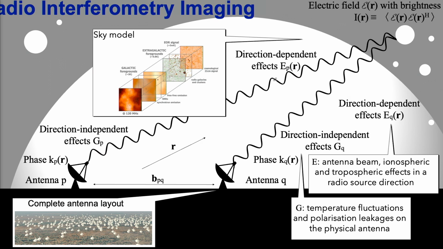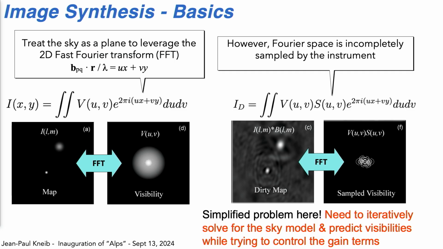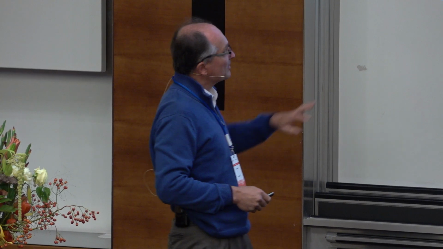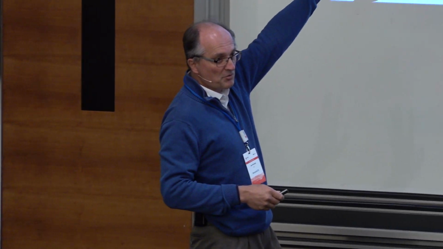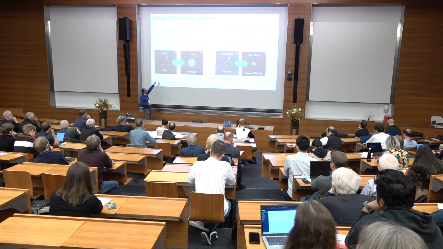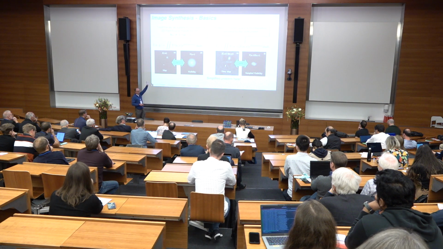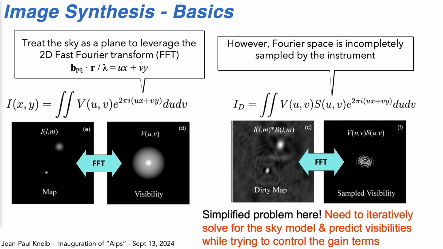And of course, it's not like in this simple picture. You don't have just 2 telescopes, you have hundreds of them. So you have to do a correlation of all of these signals. If you take this very simple case, say you just have 2 blobs here, and you want to do a Fourier transform, well, it's easy to do. But of course, it goes from image to what we call visibilities.